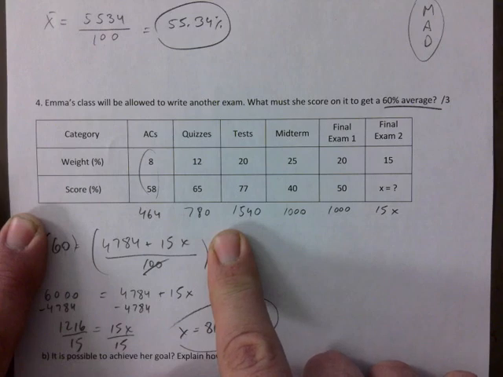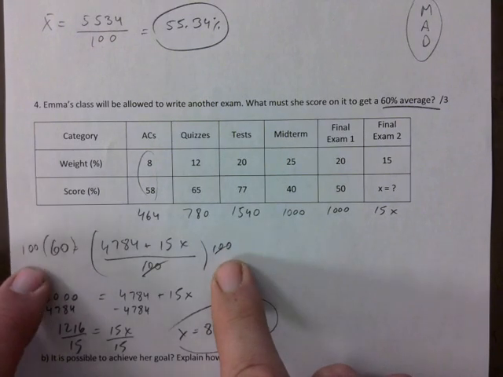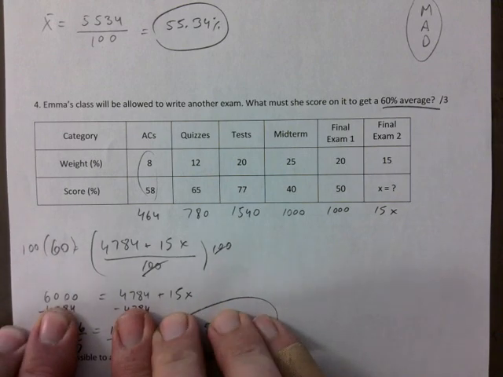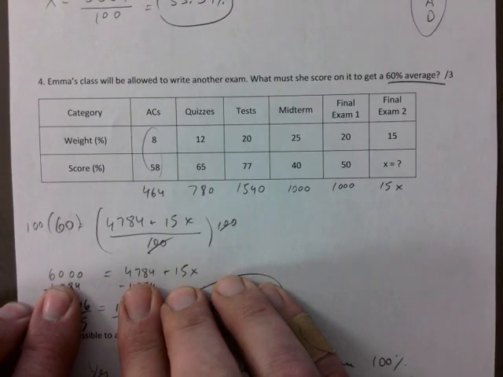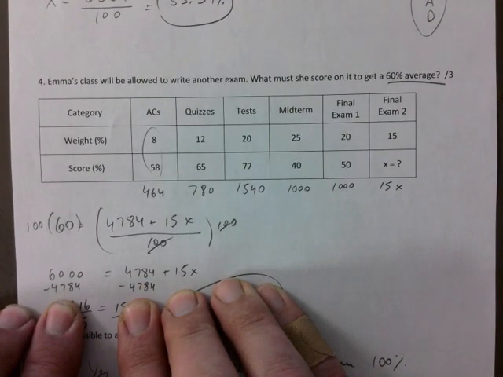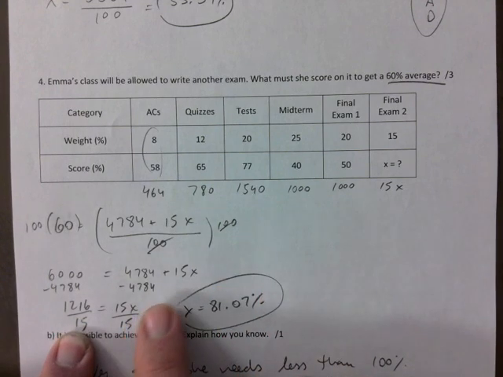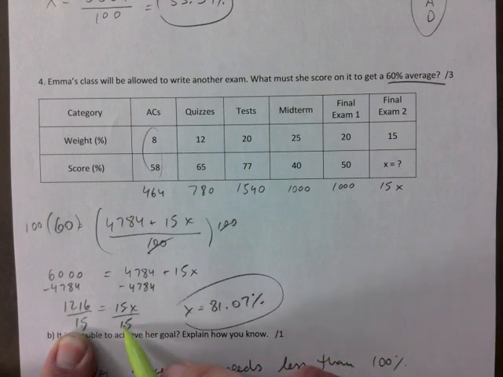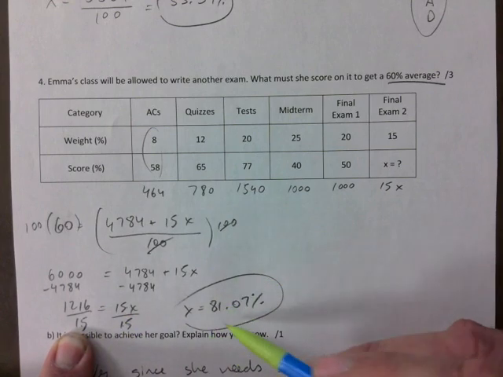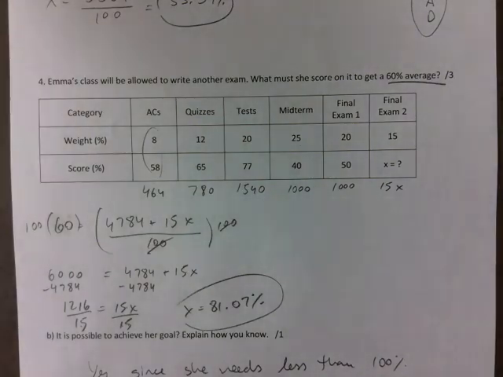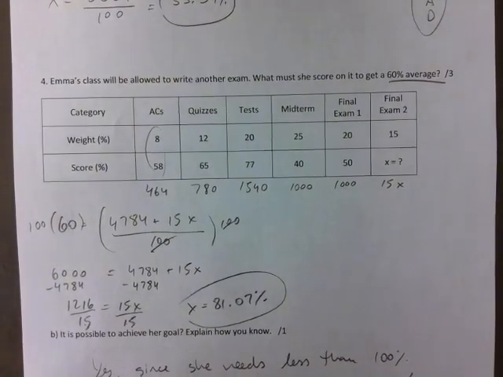It's over 100. So then we multiply both sides by 100. That gives us 6,000 over 4784.15, like that. Then we need to subtract the 4784. And last but not least, we divide both sides by 15. That's the last step. So Emma needs to score 81% on the second final to get that average of 60.